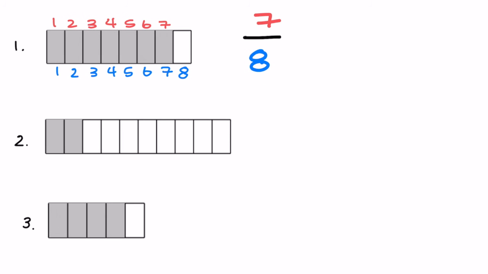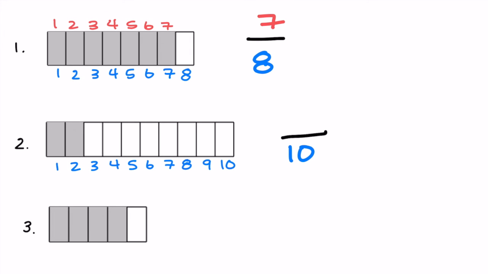All right, let's move on to number 2. First, we count the number of total rectangles for our denominator. So, 1, 2, 3, 4, 5, 6, 7, 8, 9, 10. So our denominator for number 2 is 10. Now for our numerator. Let's count the total shaded rectangles. 1, 2. That's easy. Only 2 are shaded in, so that makes our complete fraction 2 over 10. Nice. Let's move on to the last one.